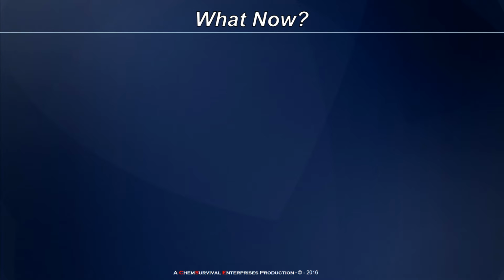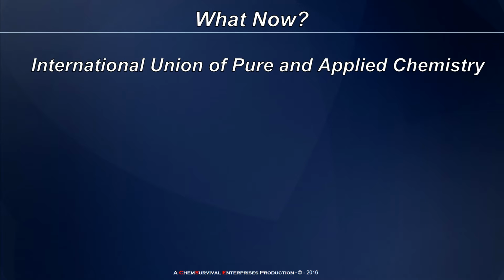So what's going on right now? Why is it taking so long to get names for these elements when some of them were made as early as 2004 and their existence was verified in January? Well, what's taking so long is that there's a process that needs to be gone through, a process governed by the International Union of Pure and Applied Chemistry, sometimes called IUPAC.